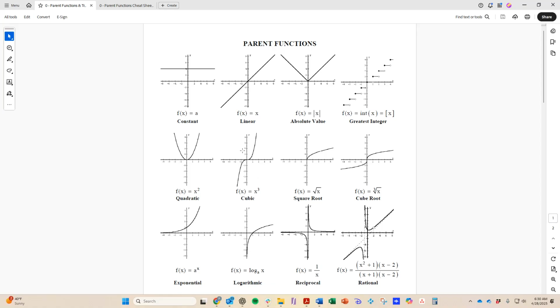Now, with transformations, what we're going to do is manipulate these basic functions into different versions of the same function. So instead of having just the parents, with transformations we can create a family of functions that are similar to the parent functions, but have some different features. They might be moved up and down, or left or right, or shifted. They might be stretched vertically or horizontally, or compressed vertically or horizontally, or they might be reflected about the x-axis or about the y-axis, or sometimes about the origin.